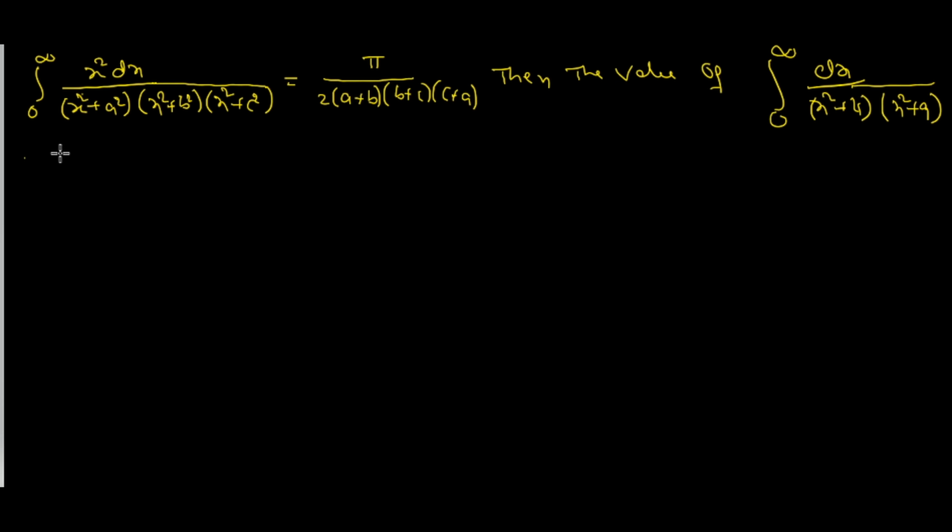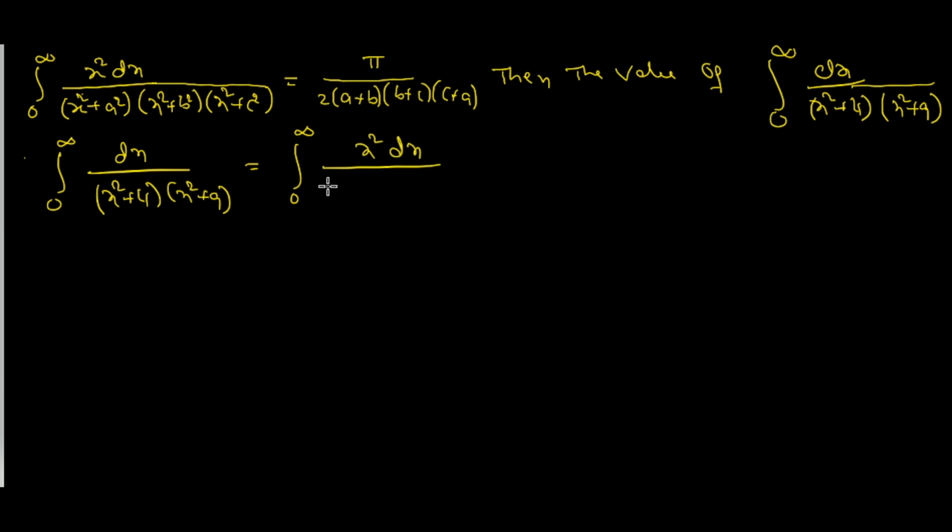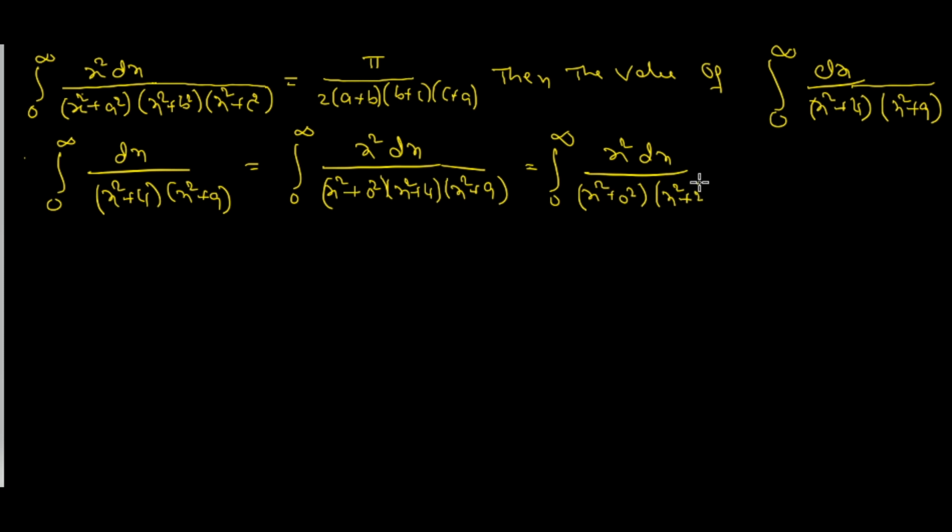Now we find the value of the integration from 0 to infinity of dx by (x square plus 4) into (x square plus 9). Multiplying and dividing by x square, that is equal to the integration from 0 to infinity of x square dx by x square into (x square plus 4) into (x square plus 9). So this x square is written as x square plus 0 square. So that is equal to the integration from 0 to infinity of x square dx by (x square plus 0 square) and (x square plus 4). 4 is written as 2 square and 9 is 3 square.